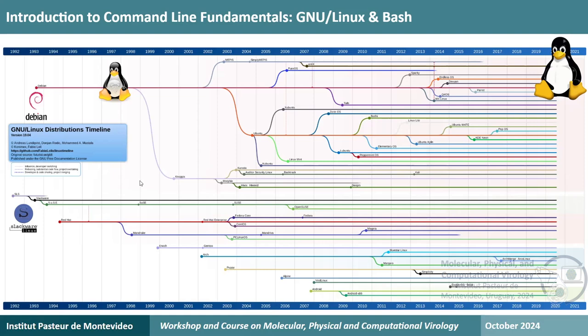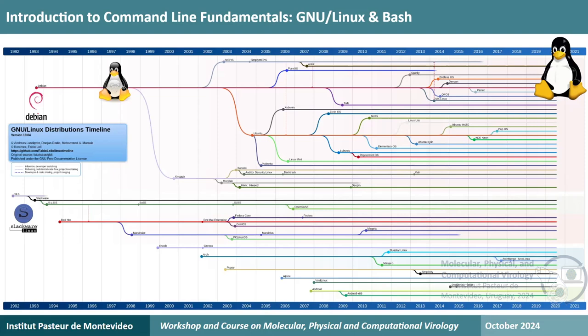For example, Red Hat led to Fedora and CentOS, often used in enterprise settings. From Debian, as I said, we got Ubuntu, which later spawned distros like Linux Mint, known for being super user friendly. But as you can see, there is a great diversity of distributions. So Linux adapted to many niches, from general users to security experts.